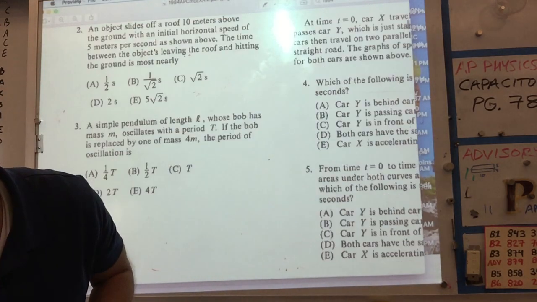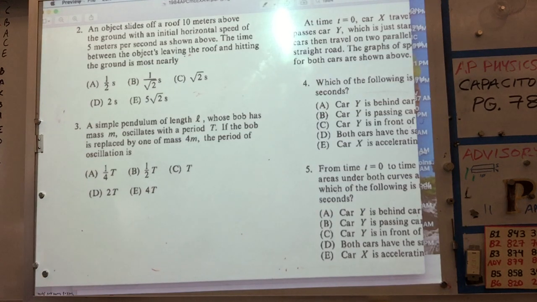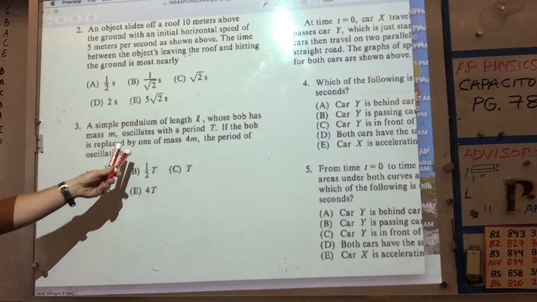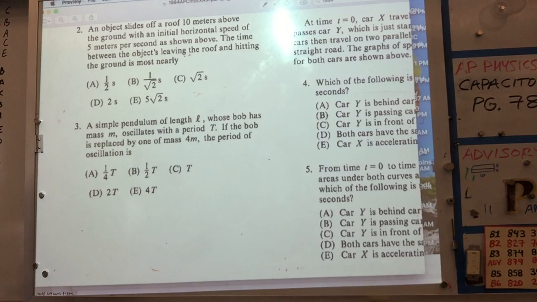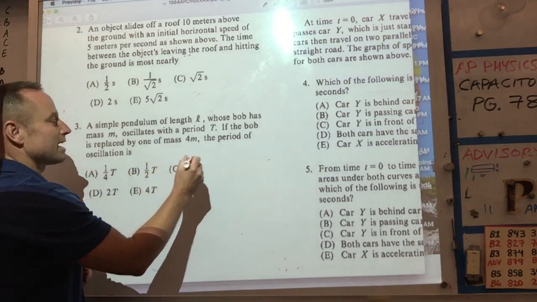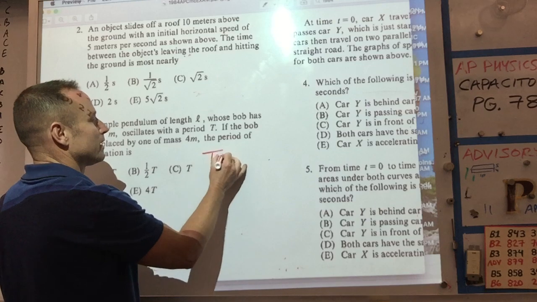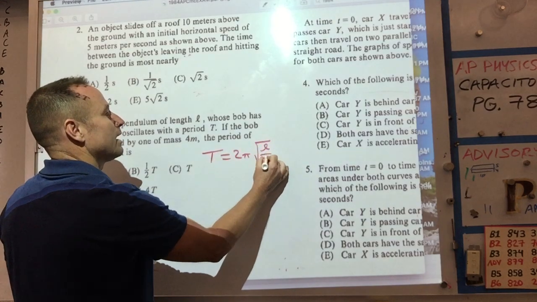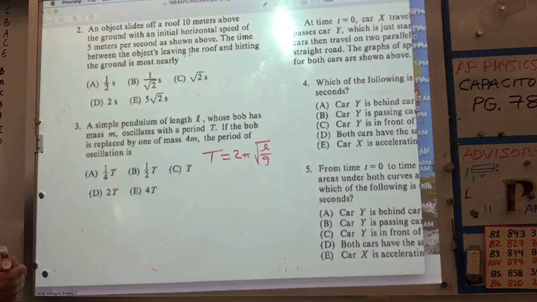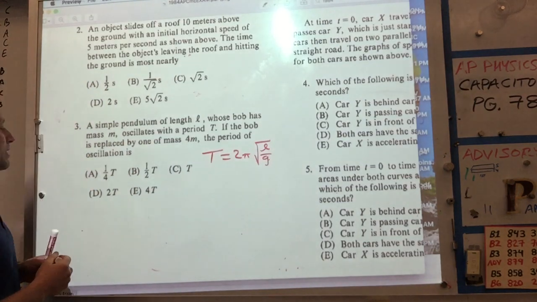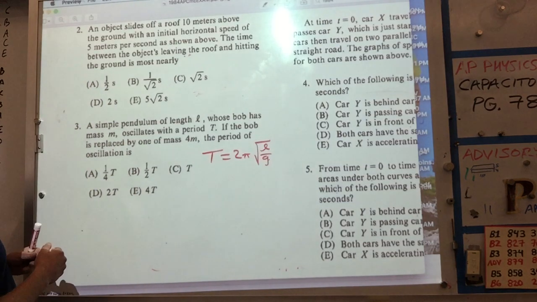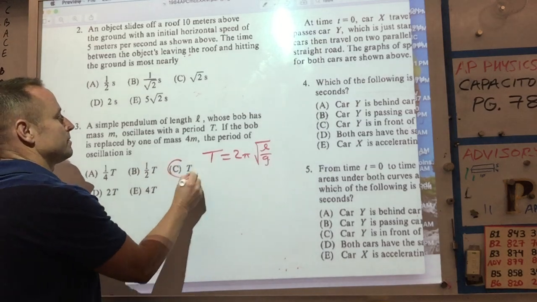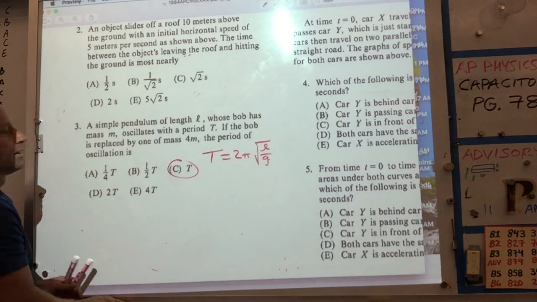Let's see what we got next. Simple pendulum of length L, bob mass M, oscillates with period T. Oh, this is if you mess with the mass on a pendulum. This one's a gotcha, because with the pendulum, the period goes like 2 pi root L over g. There's actually no dependence on mass. They try to get you with this one all the time. So that one's going to be C. It's going to have the same period.